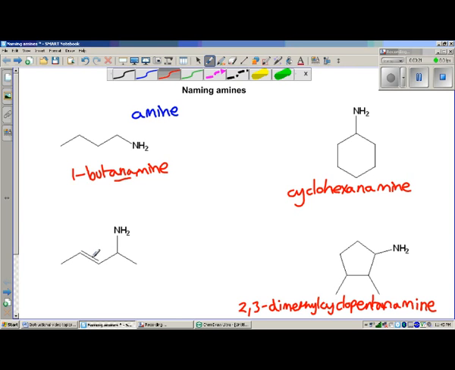All right. Once again, let's just name this as if the double bond were not here. Longest carbon chain is how many carbons, you say? 7? Okay, close. It's 5 carbons. So therefore that would be pentanamine. But the amine's not on carbon 1, it's on 2. So therefore 2-pentanamine. Alright?